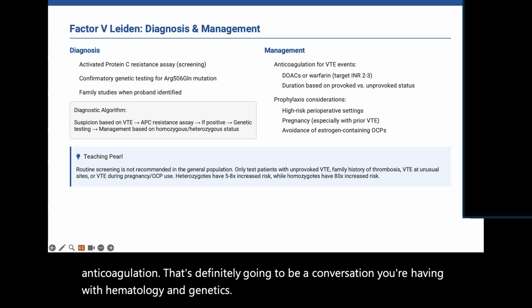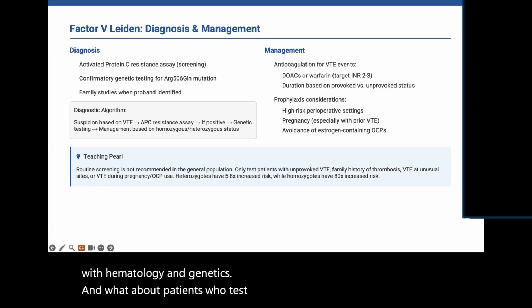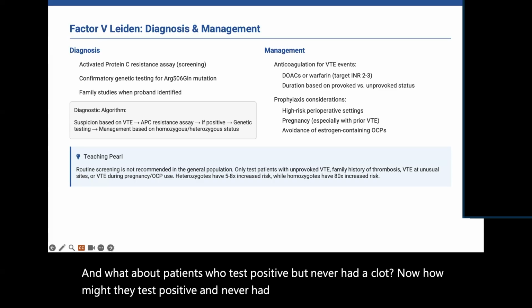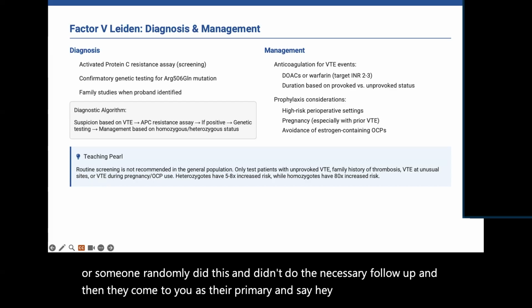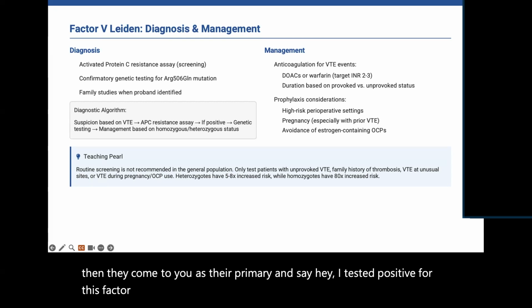And what about patients who test positive but never had a clot? Now, how might they test positive and never have had a clot? Direct-to-consumer testing. Or someone randomly did this and didn't do the necessary follow-up. And then they come to you as their primary and say, hey, I tested positive for this factor V. Now what do I do?